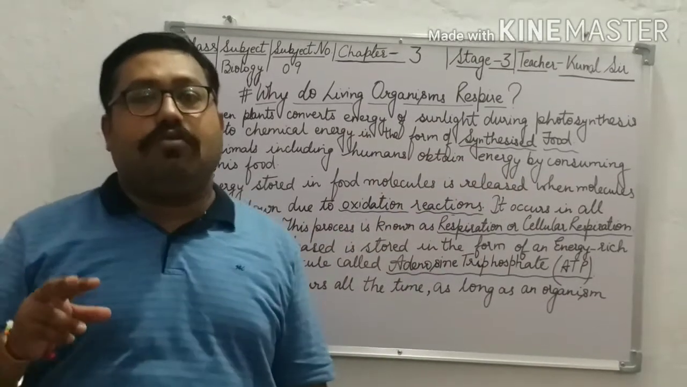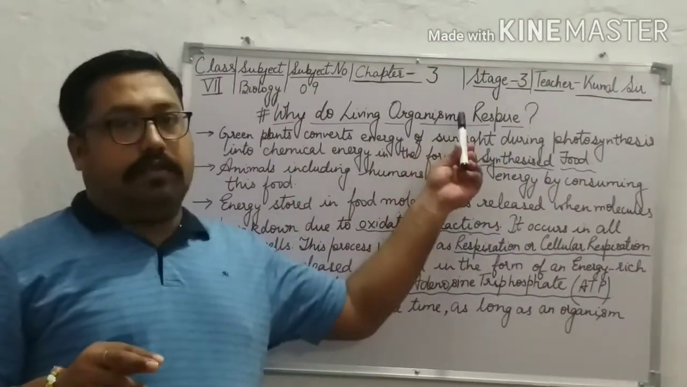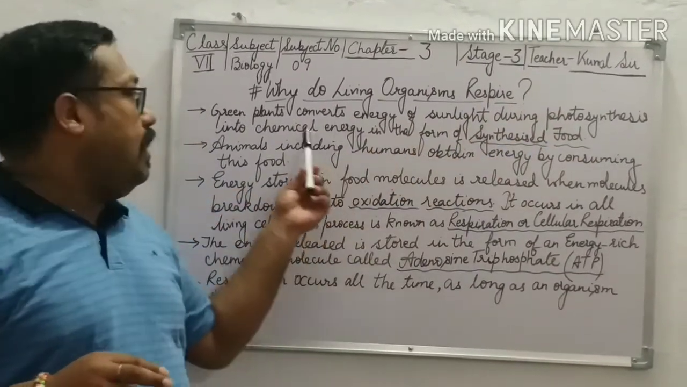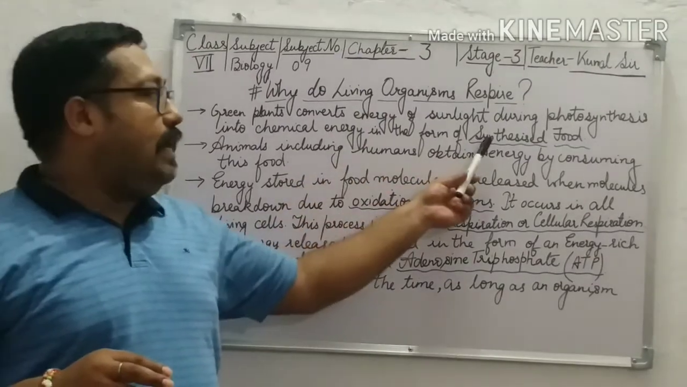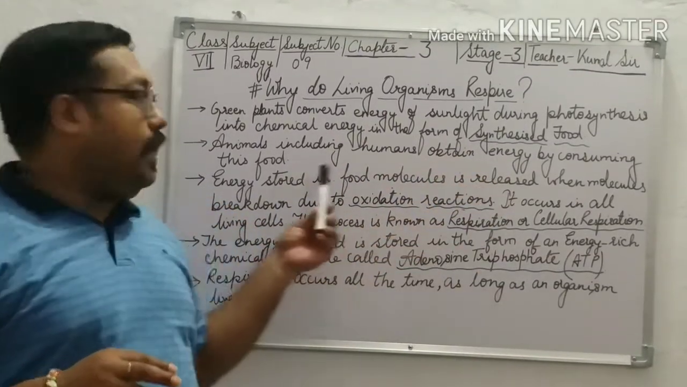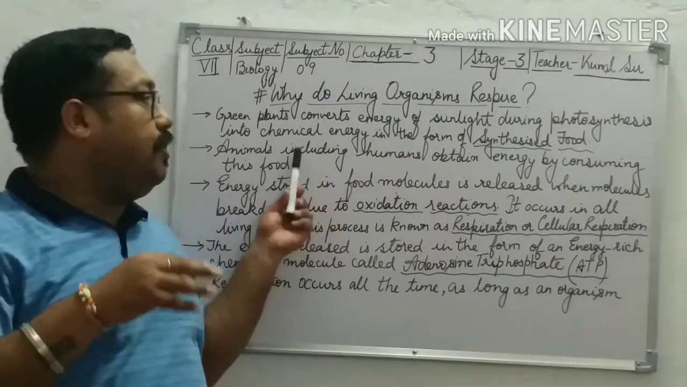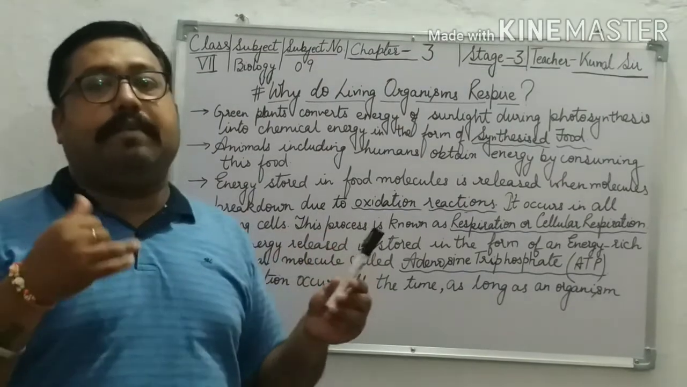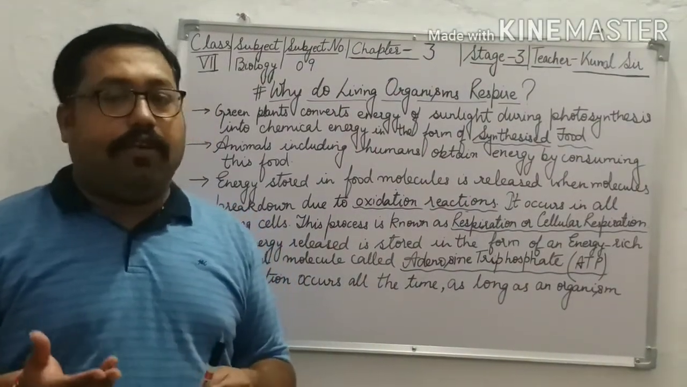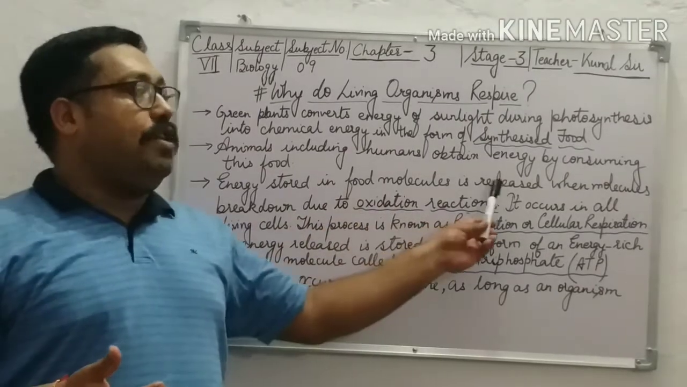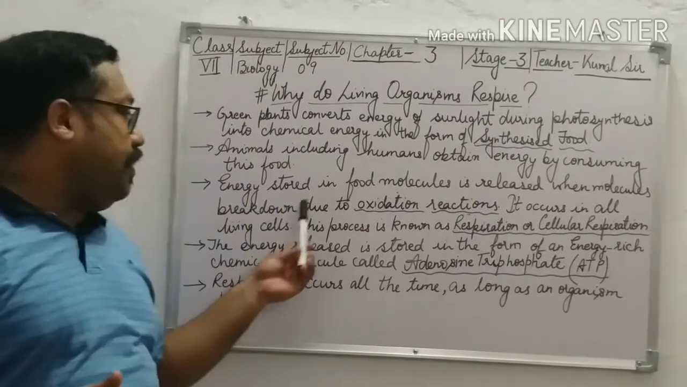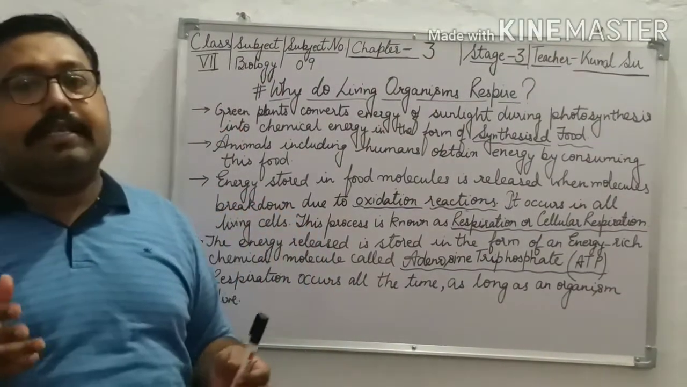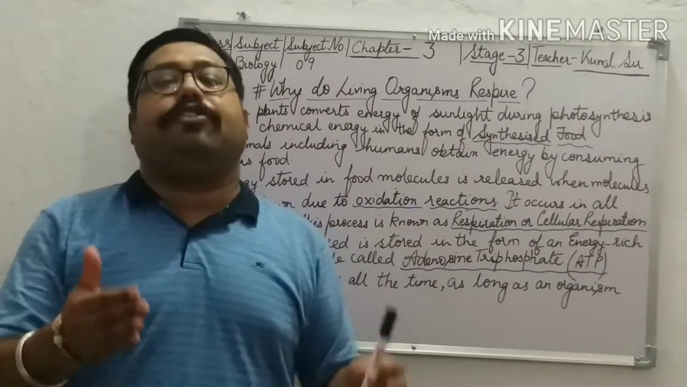What do the green plants do? Green plants convert the energy of sunlight during the process of photosynthesis into chemical energy, which is known as synthesized food. And each and every organism, like animals including human beings, obtains energy by consuming this food which is prepared by the green plants, that we all know. Energy stored in food molecules is released when molecules are broken down due to oxidation reactions. What is an oxidation reaction? It is nothing but the loss of electrons.